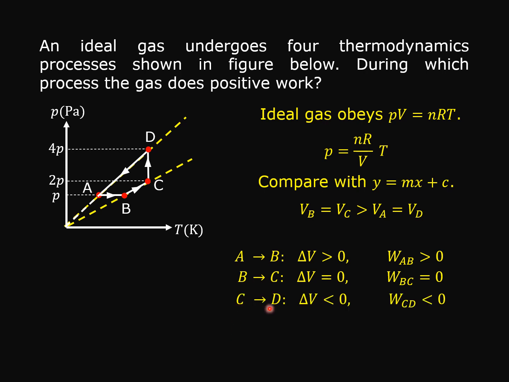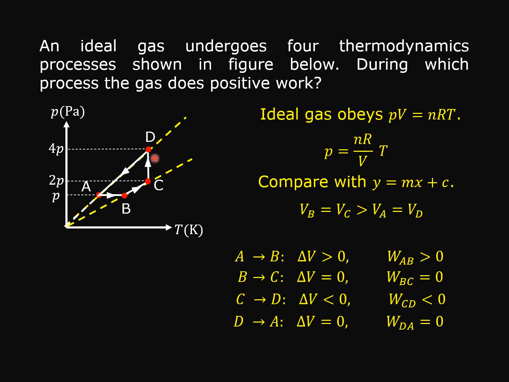From C to D, the volume becomes smaller. Therefore, delta V is less than 0. Delta V will take a negative sign. And the work done by the gas when the state changes from C to D also will take the negative sign, because this is a compression. When the gas compresses, work done is negative. When the gas expands, work done is positive.